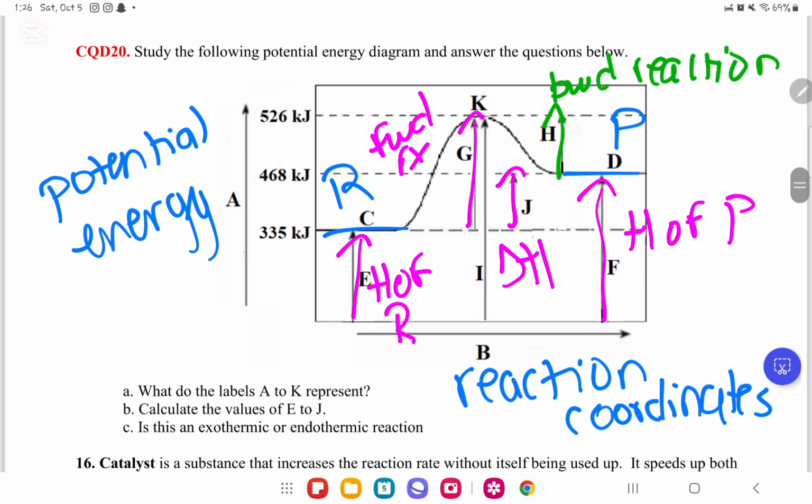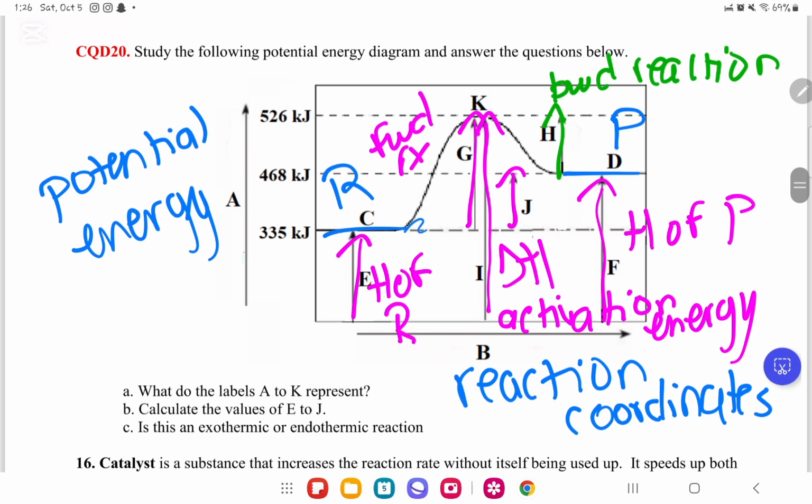Now from A till F, it's very simple. It's the same in both, okay? Oh, I forgot to label the I. I is activation energy. So from A till F it's the same, in both exothermic and endothermic.